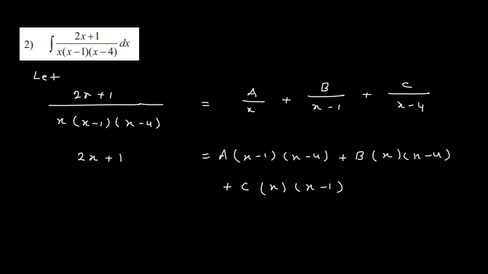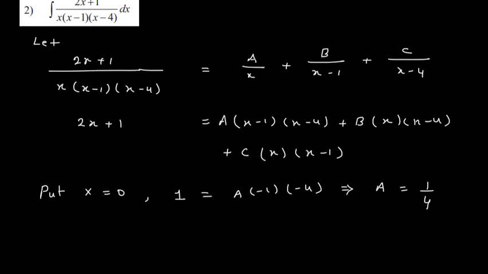First let us find the value of a. Now for a, the b and c parts should be 0. So you can see that they have a common factor x. So if I put x equal to 0, then these two terms will become 0. The left hand side will become 2 into 0 plus 1, that is 1. The right hand side will become a into (0 minus 1), which is minus 1, and (0 minus 4), which is minus 4. So that is 4a. 4a is equal to 1. So this implies a is equal to 1 divided by 4. So the value of a we got.